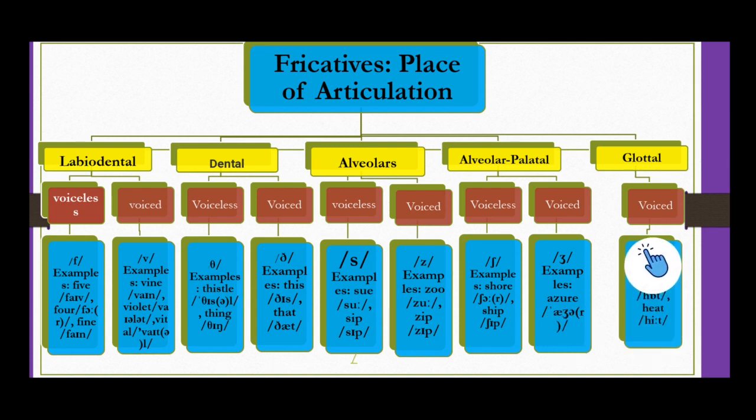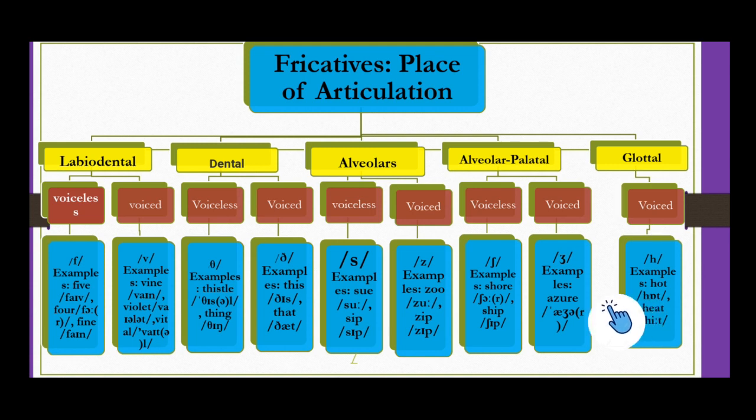Now here we have the last one, that is glottal, which is a voiced sound. We have only one glottal sound in English phonology, and that is h. Examples of h can be hot, heat. Remember that sometimes this h sound is not pronounced at the beginning of a word. Like we have the word honest, we don't pronounce h here, we don't say honest with h. Or we have another word like honor, so we don't pronounce h, we just say honor. So you have to keep in mind that sometimes we don't pronounce h at the beginning of a word.